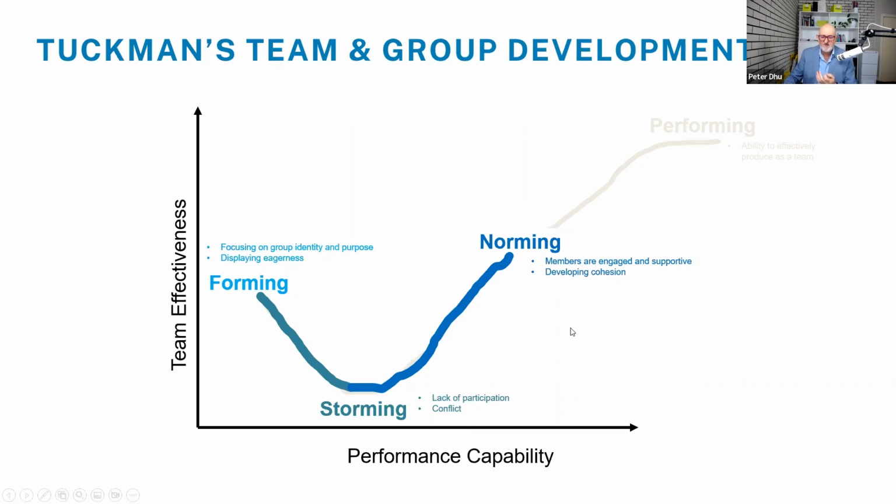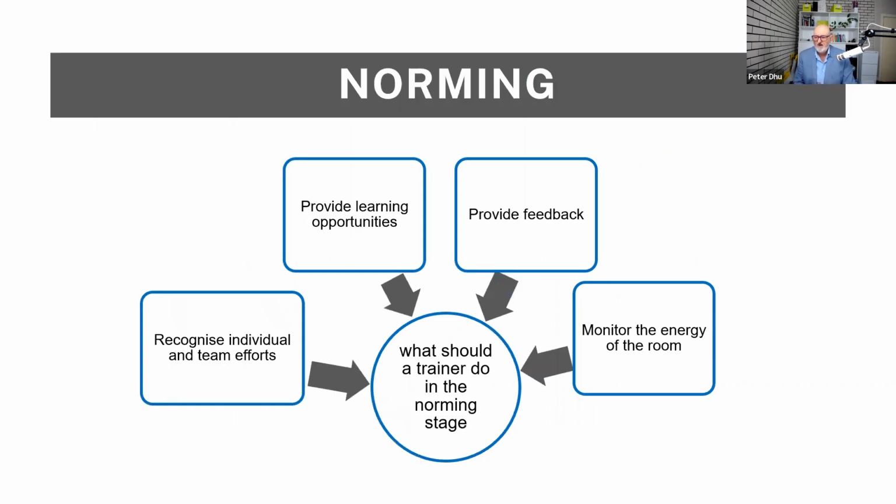Because they're engaged and supportive, my role is a little bit less. But I still need to recognise individual and team efforts. I still need to praise and put things forward. I need to provide learning opportunities. So I may invite people to present. I may put up some other models that I notice will support what they're saying. And that feedback loop needs to be continuous.